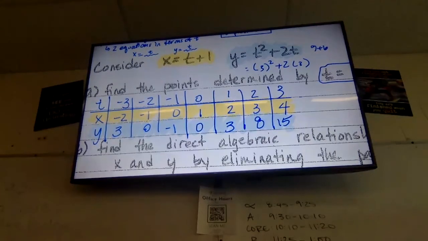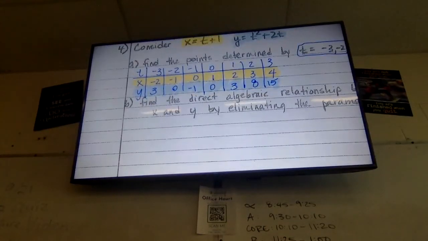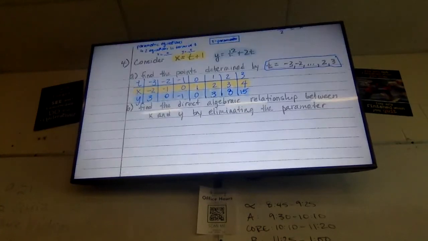Okay, now I've got my little t table, and I think in a minute we're gonna use it. But before we do that, it says find the direct algebraic relationship between x and y by eliminating the parameter. The phrase eliminate the parameter just means that I want to combine these two equations to be one equation with y equals something with an x. I want to get rid of t.